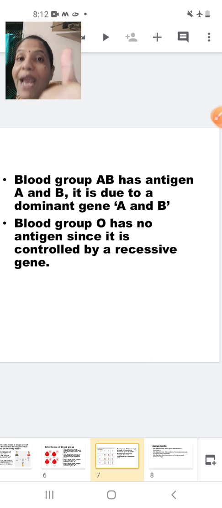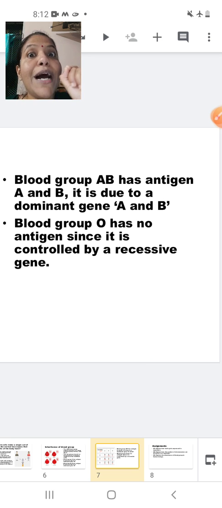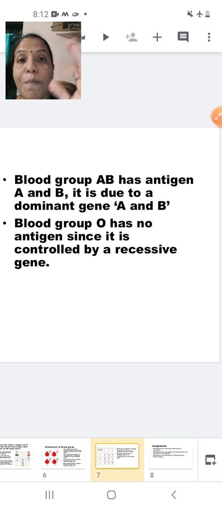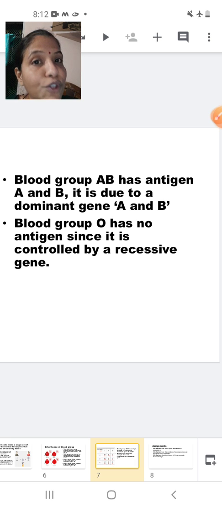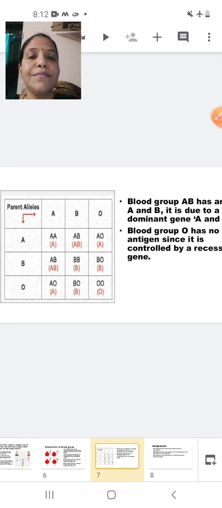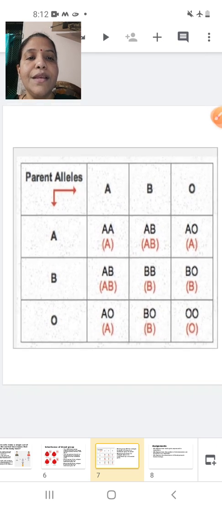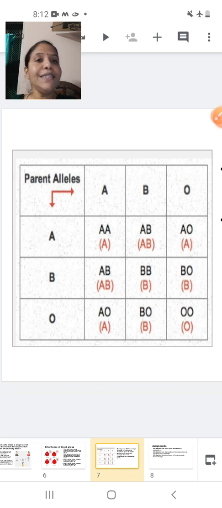Whereas blood group B and blood group AB are controlled by dominant genes. So out of the ABO blood group, AB blood group is because of dominant genes and the O blood group is due to the recessive gene. Okay. Now let us see here. Just enlarge this. Now let us see what different types of blood groups you are going to get.